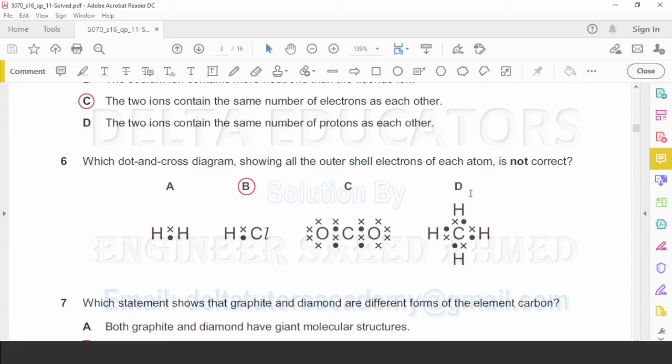Option D. In option D, we have carbon and hydrogen. For carbon, in the last orbital, there are 4 electrons. For hydrogen, there is only 1 electron. So here 1 electron is for hydrogen. This dot is for carbon. For carbon, in the last orbital, 4 electrons. Here 1, 2, 3 and 4. And for each hydrogen, 1 electron is shown. So D is also correct. The only incorrect formula is HCl, that is given here in option B. So correct option, option B.